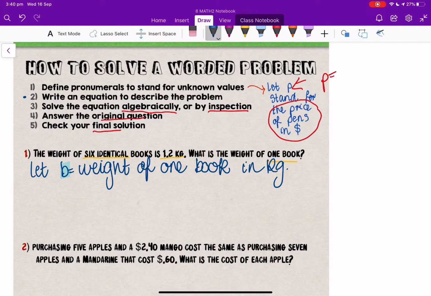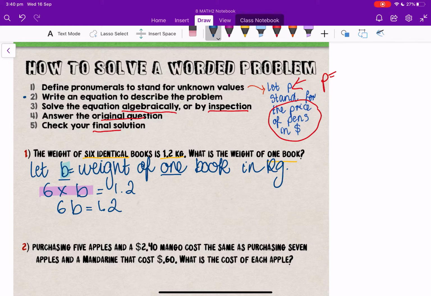Okay, now we are going to do step 2, write an equation to solve our problem. So we know 6 books equal 1.2 kilograms. So for instance, 6 times one book, this stands for one book, equals 1.2. But in algebra, there's a better way to write 6 times b, and it's just 6b, okay? So 6b equals 1.2. Okay, so we've done step 2.